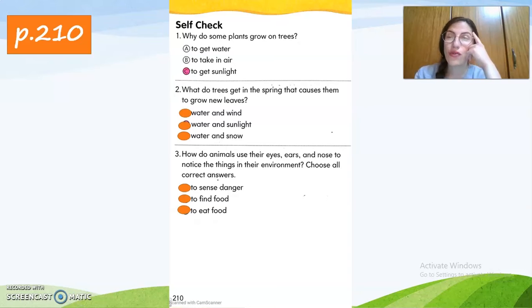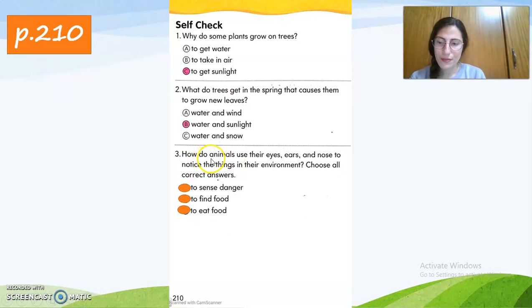What does the plant need to grow new leaves? Is it A, water and wind? B, water and sunlight? C, water and snow? Well, of course it is B, correct, water and sunlight, because the plant does not need water and wind to grow. Of course, it does not need water and snow to grow, but it needs water and sunlight to cook food for the plant so it could grow new leaves and help the plant to grow more and more, because we know that the leaves cook food for the whole plant. So if it does not get water and sunlight, it cannot grow new leaves and it won't be able to cook food for the rest of the plant. Clear?